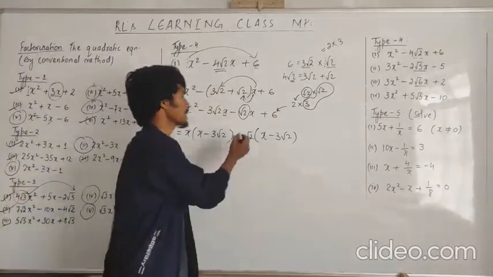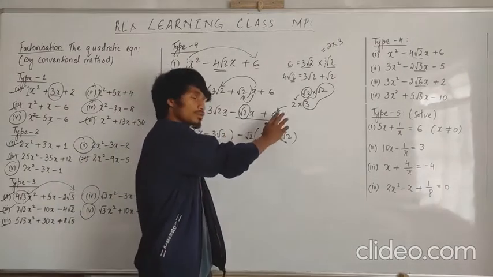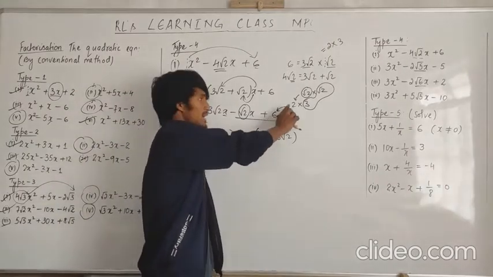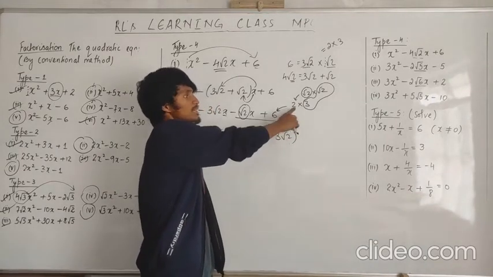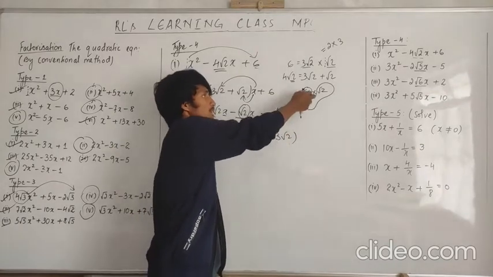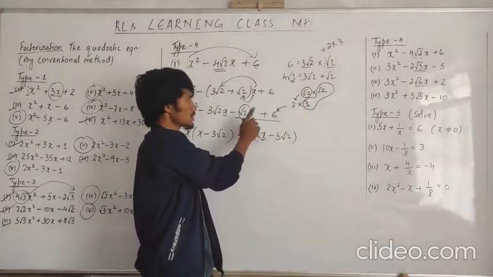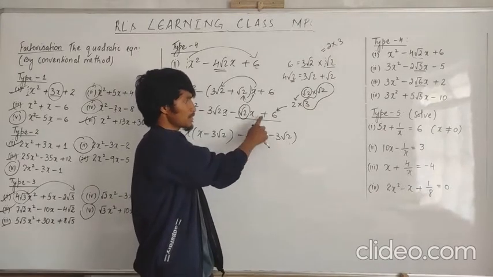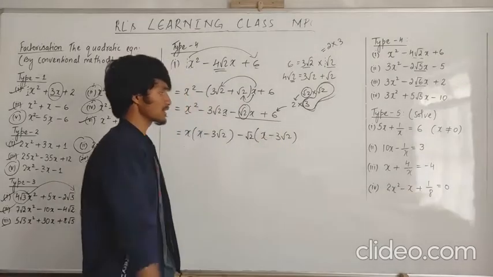Now again, which one is common? We don't know, because here is root 2 and here there is no root 2. But this 6 we can split as 2 into 3. Still, here there is no root 2, but this root 2 I can split as root 2 into root 2, which is equal to 2. Now this root 2 and this root 2 are common. Then root 2 into x is root 2 x, and minus into minus gives plus. What is left here? 3 root 2, then 3 root 2.